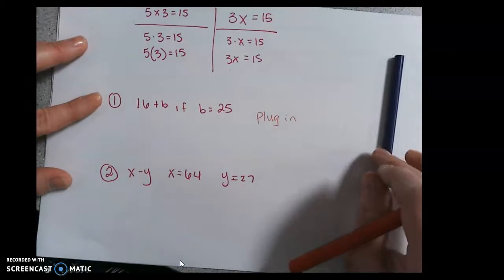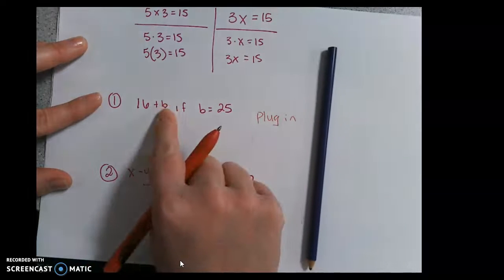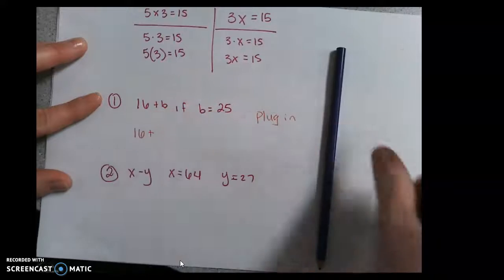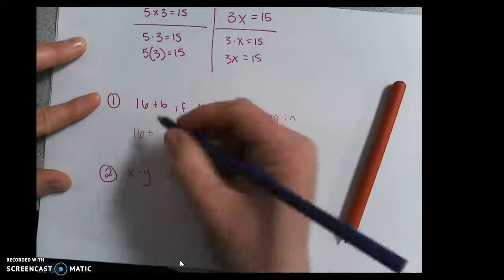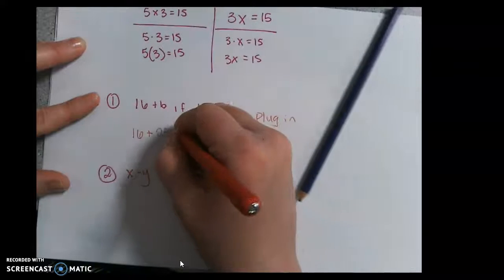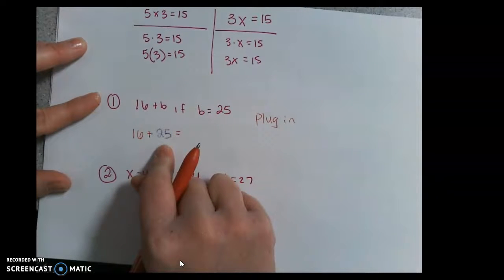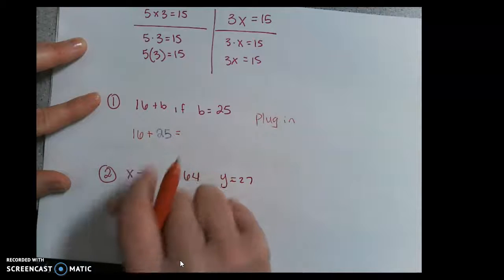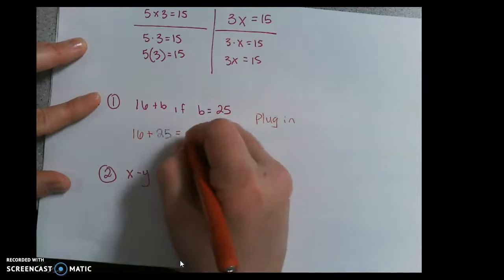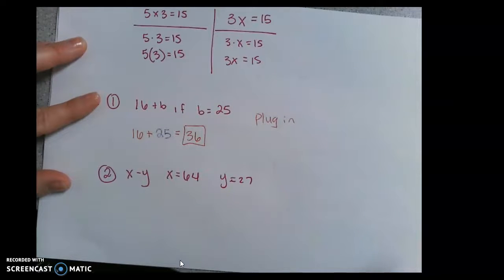Okay, so what you're going to do is rewrite the problem, but instead of putting a letter B, you're going to put a 25. Okay, so 16 plus, and B is 25, right? So what is that? If you plug in 25 for B, what is the answer there? What is 16 plus 25? 41? So that would be your answer. This is actually pretty easy.